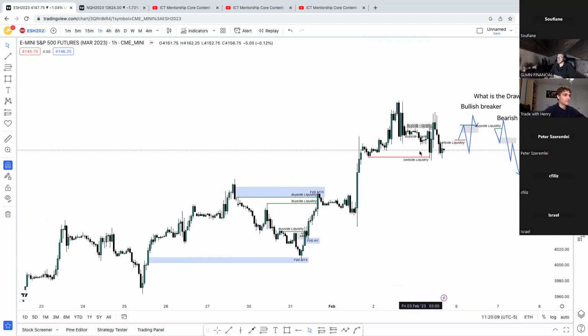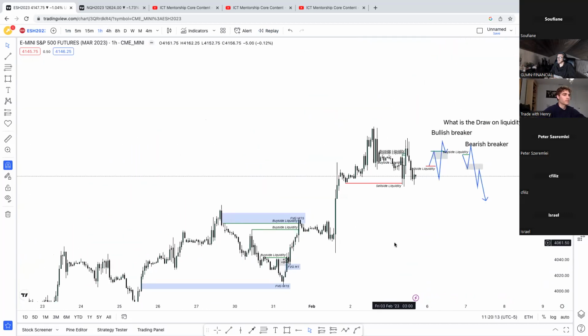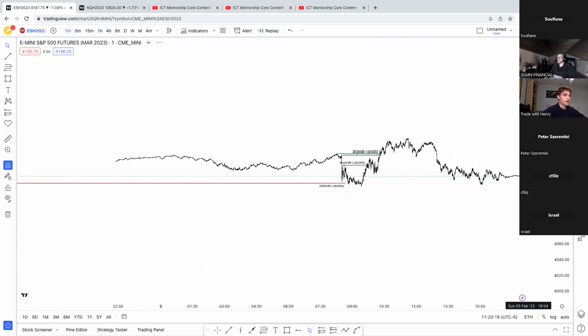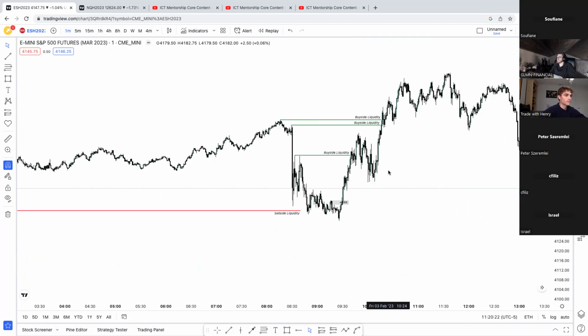Let's see. Here's Friday, and then I want to show a bearish breaker example as well. Make sure they can see both sides of it, what a bearish breaker looks like. So here's Friday. This was a beautiful setup.